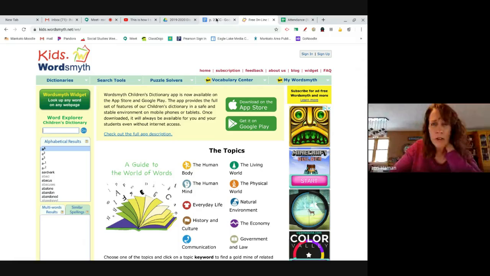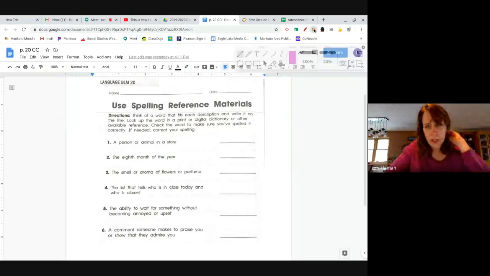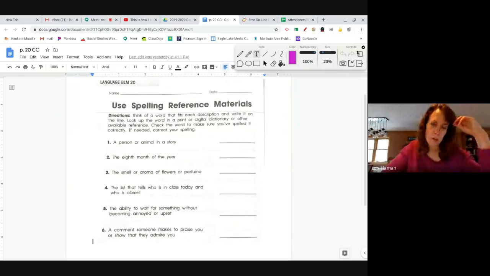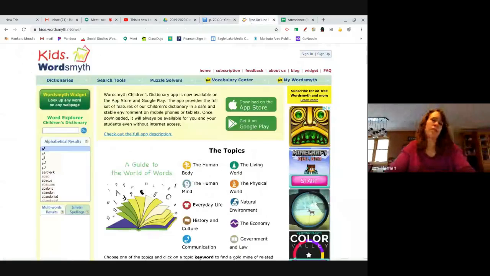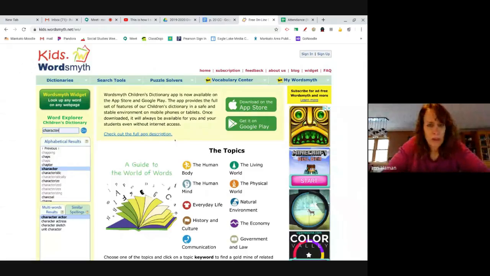So let's take a look at our first clue where it says, number 1, a person or animal in a story. Well, that sure sounds familiar to me as a character, right? A person or an animal in a story is typically a character. So I'm going to go back to the dictionary and I'm going to start typing the word character. Well, look at that. Looks like it's popped up for me. So I'm going to go and see if this is the word I'm looking for.